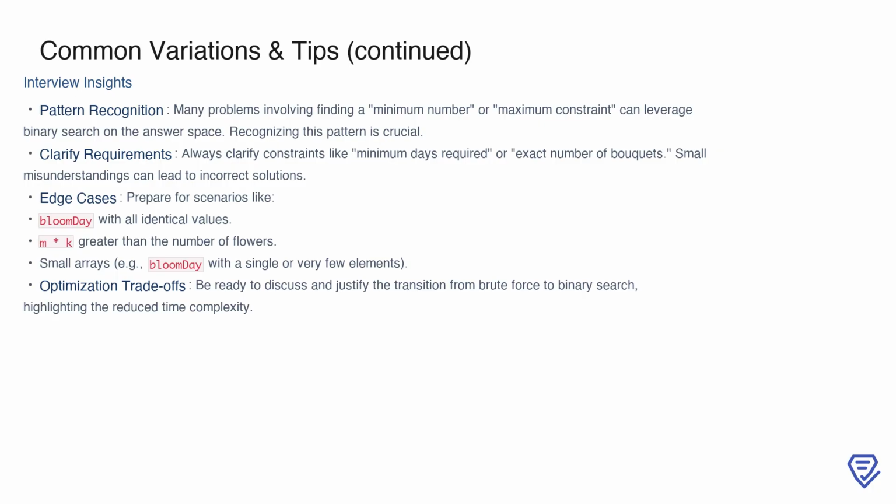Additionally, it's important to clarify the problem requirements. For example, ensure you fully understand what minimum days required or exact number of bouquets means in the context of the problem. Misunderstandings here can lead to incorrect solutions. Be prepared for edge cases, such as when the bloom day array contains all identical values, when M*K exceeds the number of flowers, or when the array is very small.